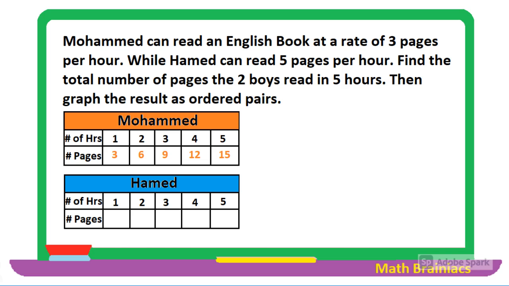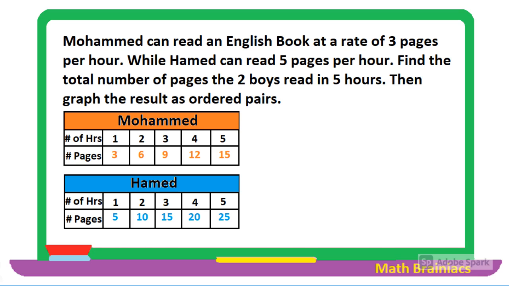Muhammad can read an English book at a rate of 3 pages per hour. Therefore, for 1 hour, there will be 3 pages for Muhammad. After 2 hours, he's going to read 6 pages. 3 hours, 9 pages. 4 hours, 12 pages, and 5 hours, 15 pages. What did we do here? For every hour, we are going to add 3. Accordingly, the numerical pattern here is you are going to add 3 to each term.